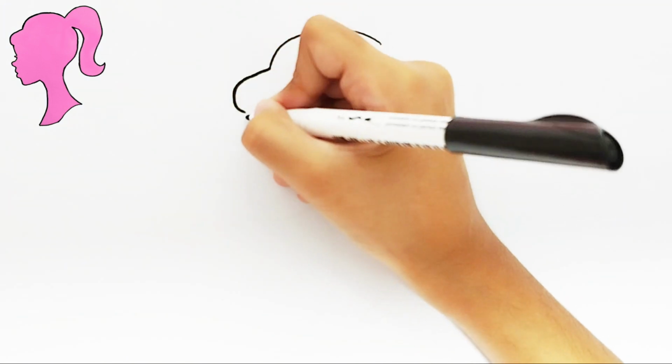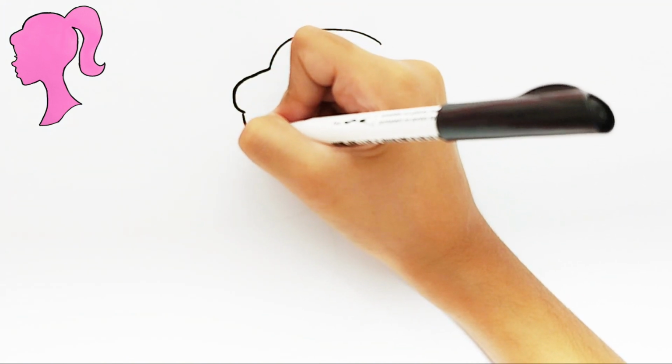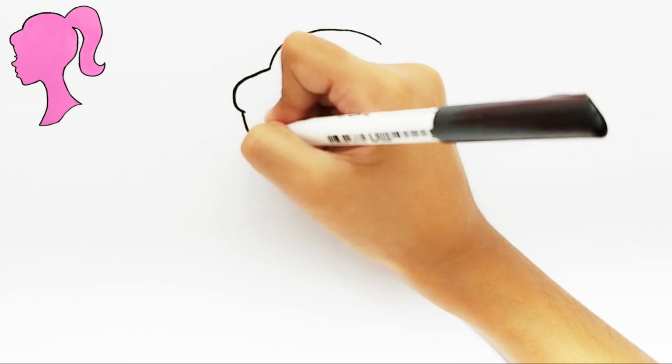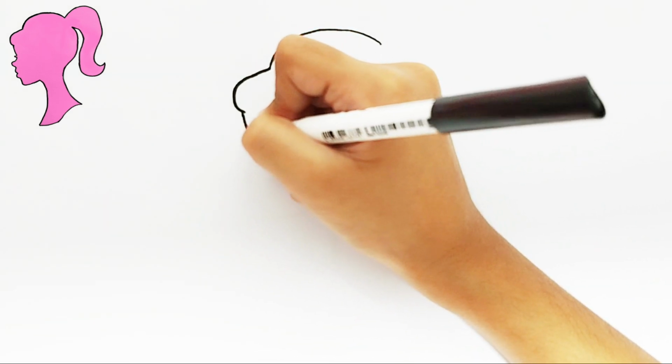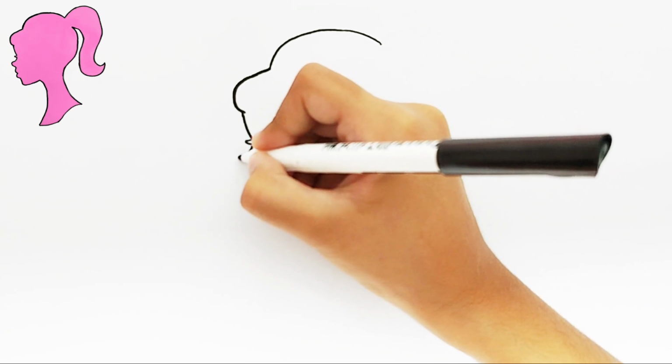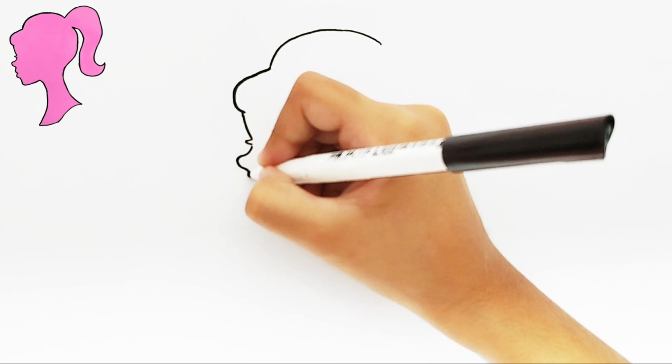Okay, now let us come down like that. And we're going to make the eyelashes of Barbie. Yes, like that. Cute. Now let us make the nose. So, tilt shape down. It's kind of a tilty shape.